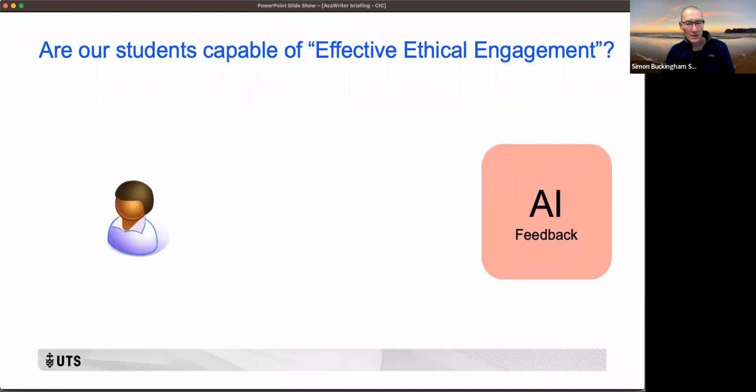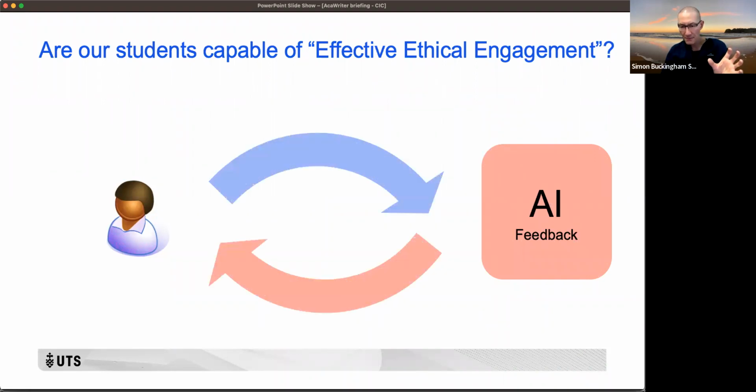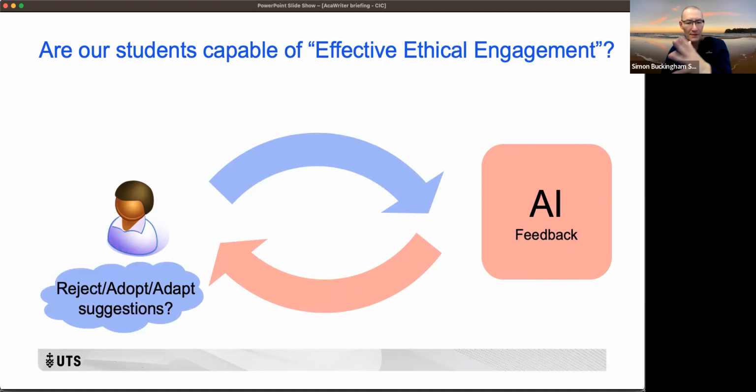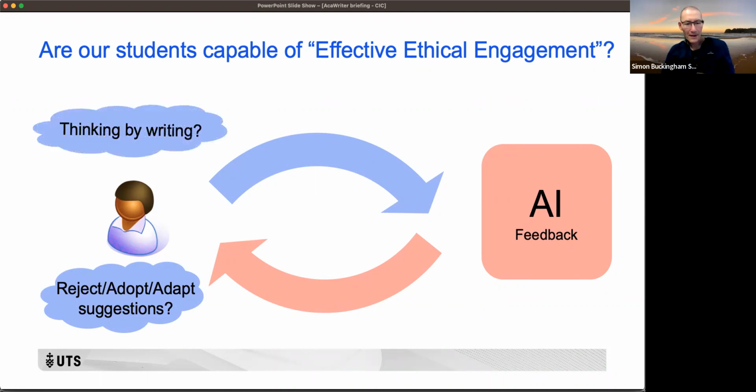So this is the situation now. Here we have a student working with AcaWriter to get feedback. Okay, but now the question is, what do they do with that feedback? Do they adopt the feedback? Do they revise their texts? And some of our researchers looked at how they revised their texts in order to improve the final submission. And they are still having to think by writing.